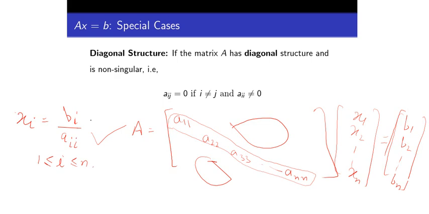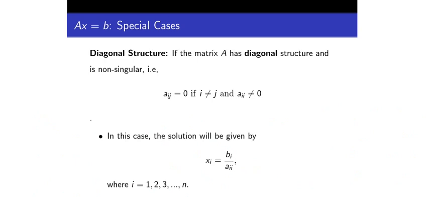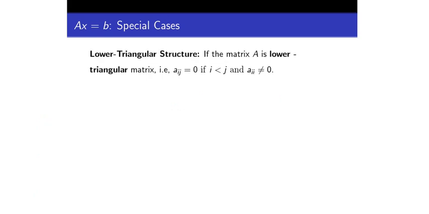How many operations are required here? If you count the operations, they are only divisions, n of them. The number of operations is fixed at n. It's a very simple structure to work with. So in this case the solution will be given by this, and the total number of operations is n only. Okay, another simple structure is the lower triangular structure.